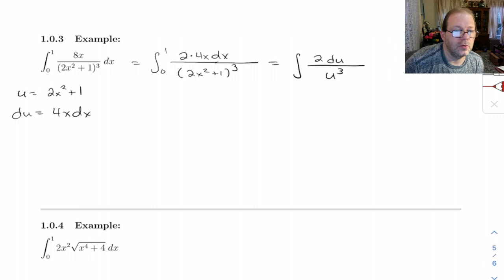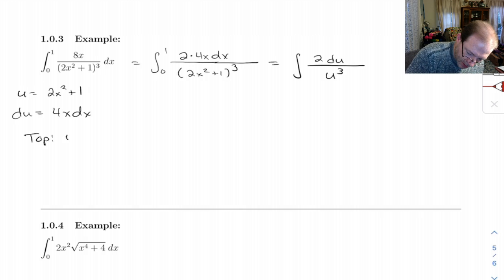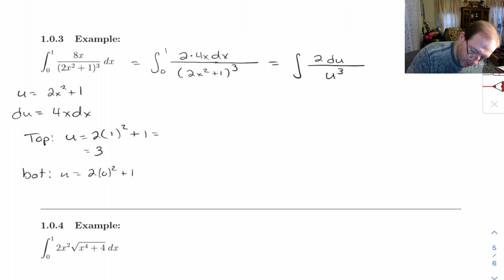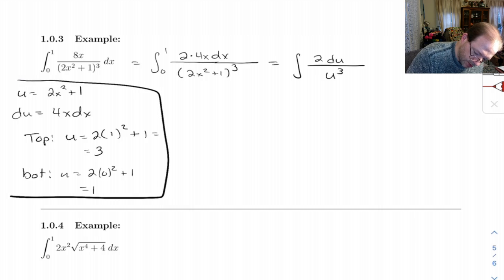All right, so what about my endpoints? On the top, I get u equals 2x squared plus 1. Again, I'm just taking this and plugging it into here to get the u value. So 2 times 1 squared plus 1, that gives me 3. And for the bottom, u is 2 times 0 squared plus 1, so that's 1. So this is all my substitution stuff. My new endpoints are going to be 1 to 3.